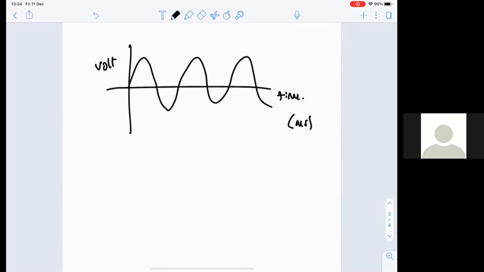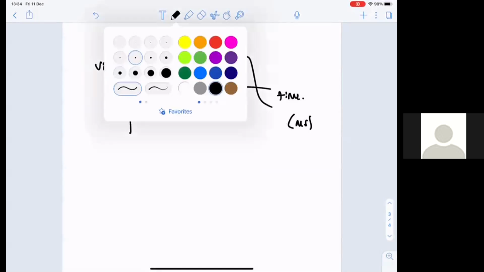Because what is the frequency of mains electricity? 50 hertz, which is how many cycles per second? 50 cycles per second. So each cycle is 0.01-ish seconds, something like that. And the point being here, if you take the mean of all these points, it's obviously going to end up equaling 0, isn't it? The mean of all these points.